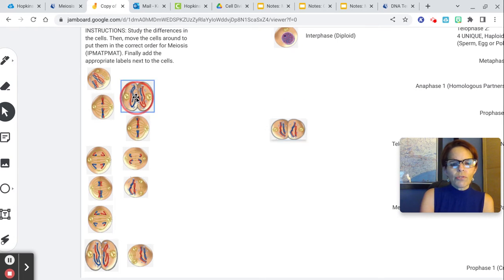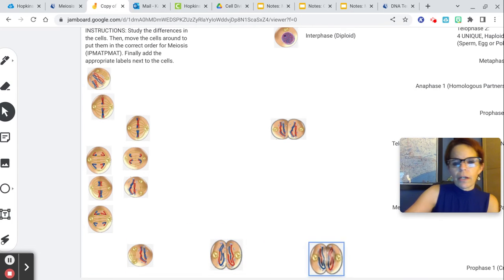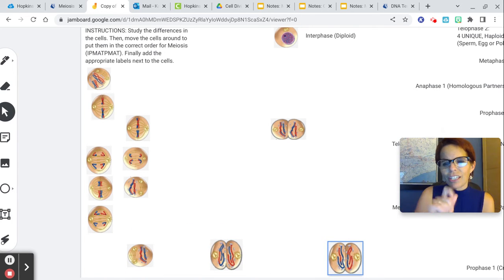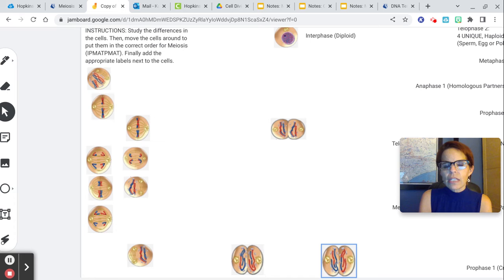And then I see 2 sets of cells that look the same, this one and this one. I'm using my finger to move it. That's easier than using my trackpad. Those 2 look the same, so maybe those are the cells that are at the very end. Maybe those are the cells at the end that are going through telophase.